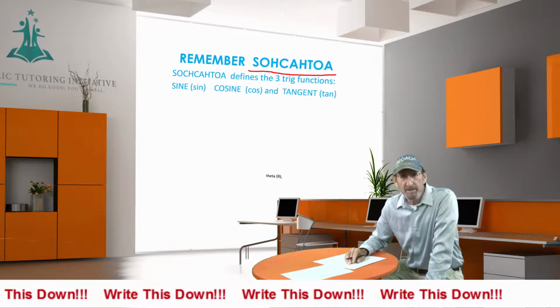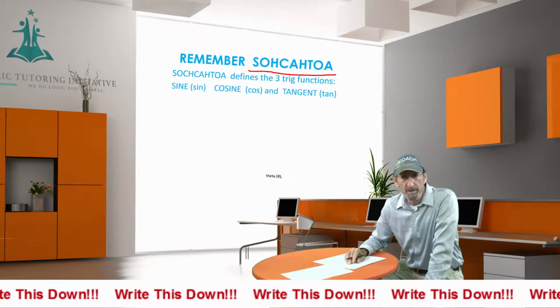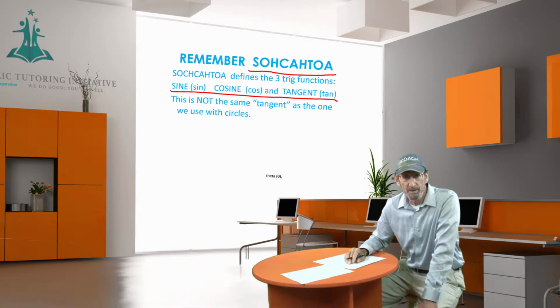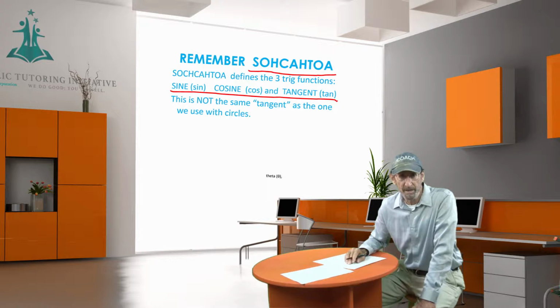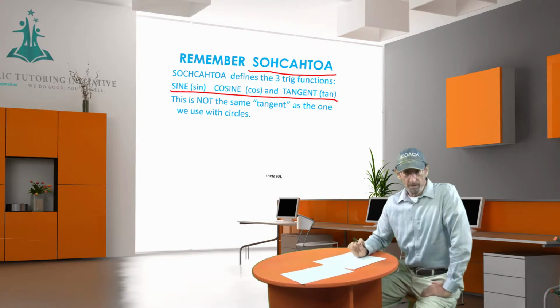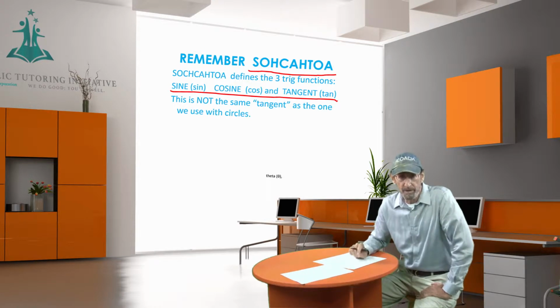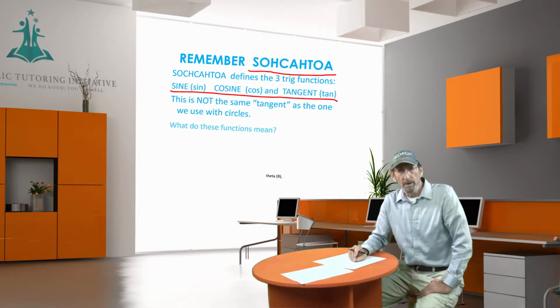It defines the three trigonometric functions: sine, S-I-N, cosine, C-O-S, and tangent, T-A-N. Now, one word of caution, don't confuse this tangent with the one that has to do with circles, a line that touches a circle at one point. This is strictly a trigonometric function. Okay, what do these functions mean?